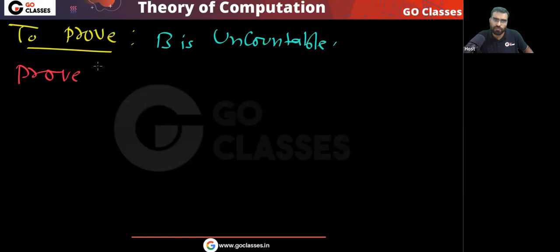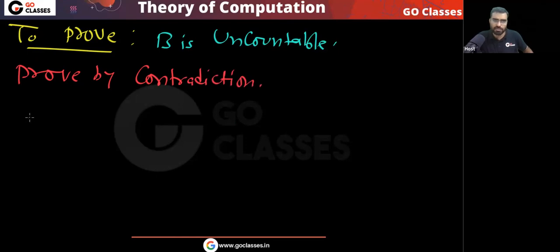Remember, this is a proof by contradiction. Just one time I am writing it so that you become very familiar with all these things. We need to prove B is uncountable, and we will prove it by contradiction. This is what we are going to do.